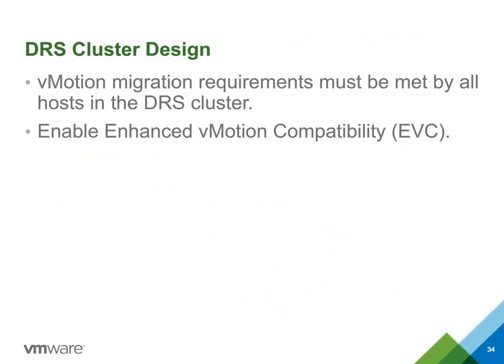So EVC is a sub-feature of a DRS cluster that arranges to have the hosts in a DRS cluster present an identical set of CPU instructions and CPU features in order to promote the vMotion capabilities that we need. Turning on EVC is not particularly hard to do. You simply turn it on and specify which generation of CPUs you want to have EVC present.